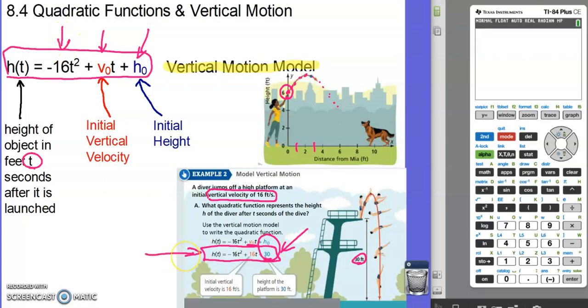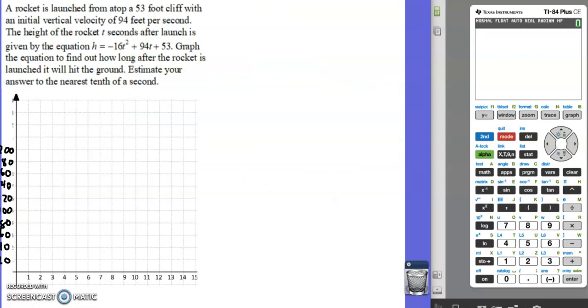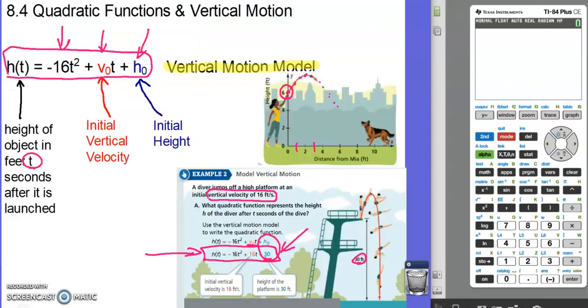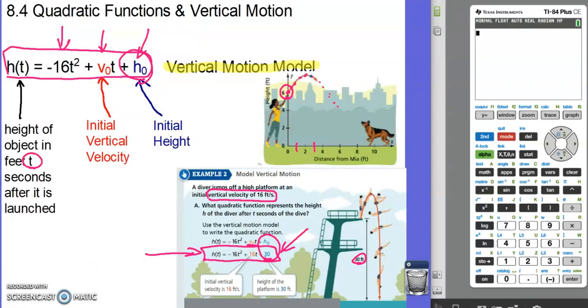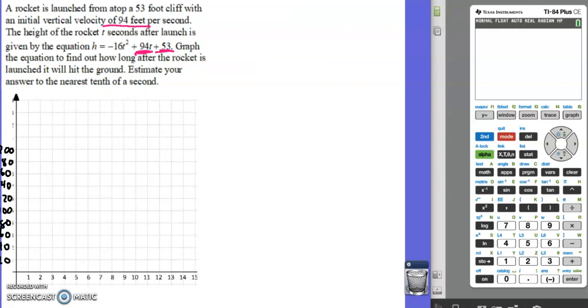I set this up using the information. So let's look at another one. Again, the rocket is launched from a 53-foot cliff, so it's starting off of a 53-foot cliff, and the initial vertical velocity is 94. So I put 94 for the initial vertical velocity, and I put 53 for the initial height. Go back to the formula, and you can see that this is the initial height, so that's 53, and then the vertical velocity, I put 94 right in the middle right here. I'm just following the formula that I was given.